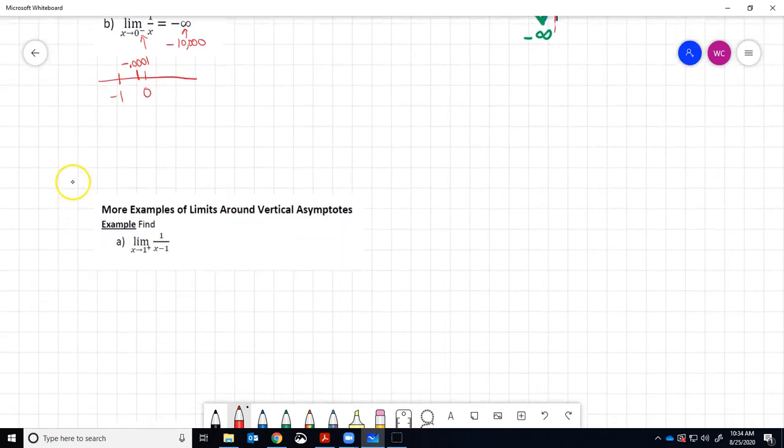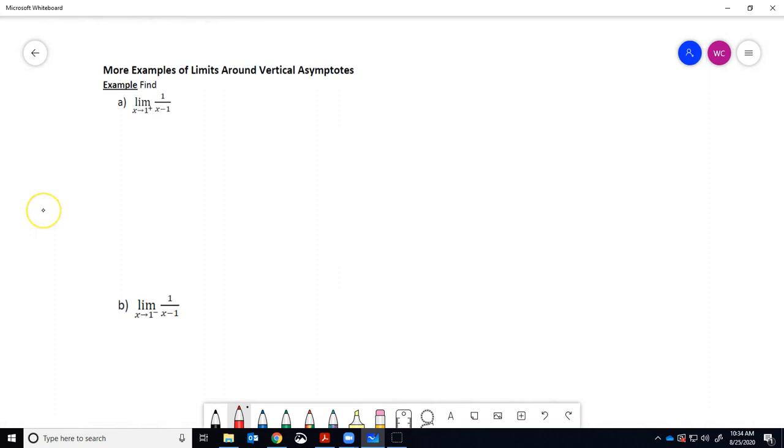So let me show you another example. First step, we have to be able to recognize that we're approaching a vertical asymptote. So how do we know we have a vertical asymptote? So this is a vertical asymptote because the denominator equals 0 as x approaches 1. So if you try and plug the 1 into the denominator, you get 0.